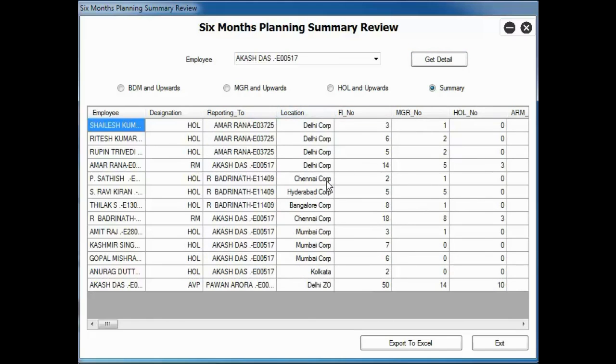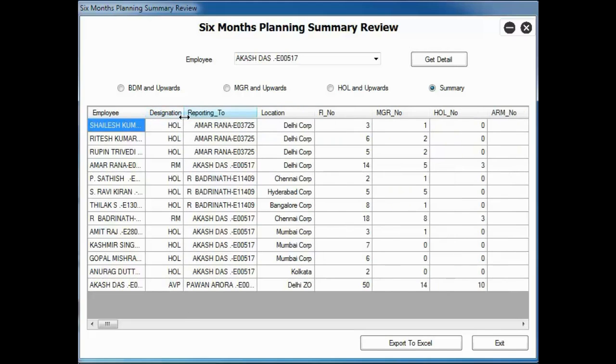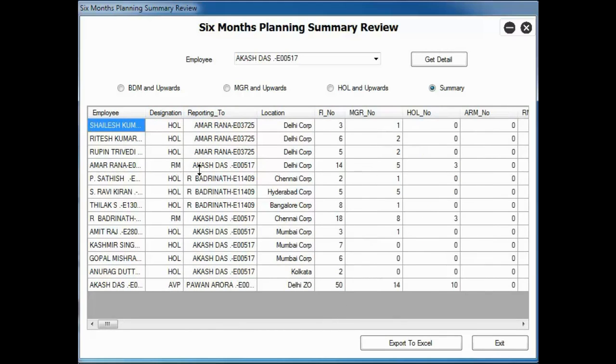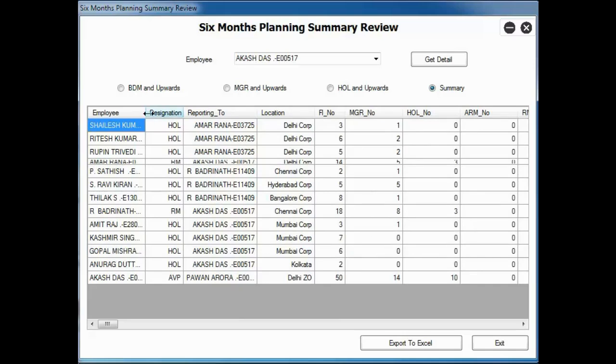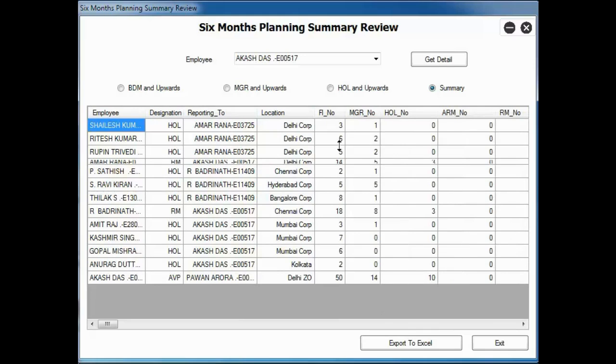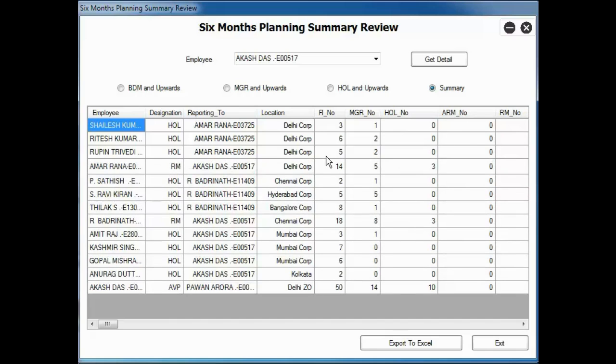the location where they are, and from here onwards, we have another advantage of being able to see how many people, at what level, are reporting into the concerned person. So if I look at Shailesh Kumar, I have 3 frontliners, 1 manager reporting into him. But if I look into Mr. Amar Rana here, so let's pull this down a little to see this. Mr. Amar Rana, he has in total 14 FLs reporting into him, directly or indirectly.